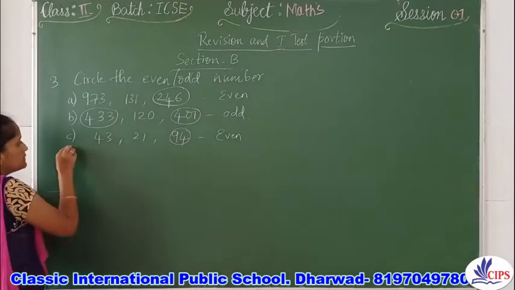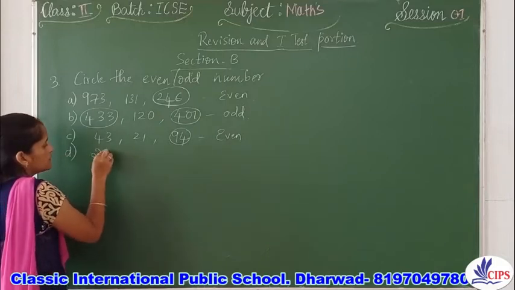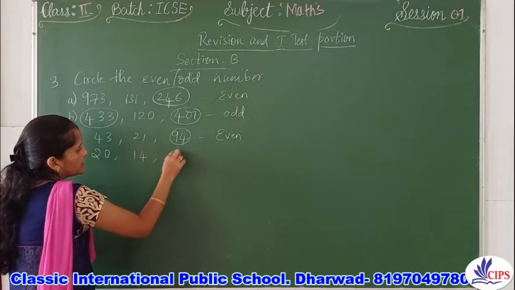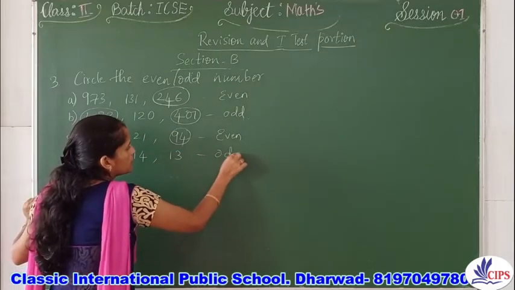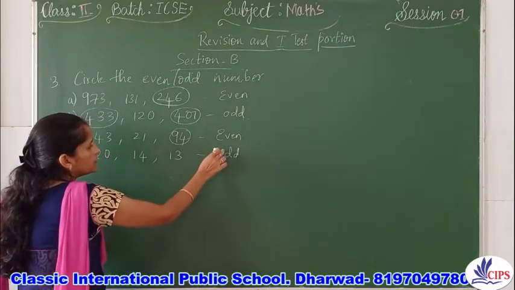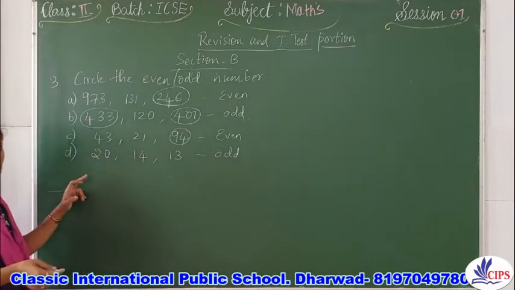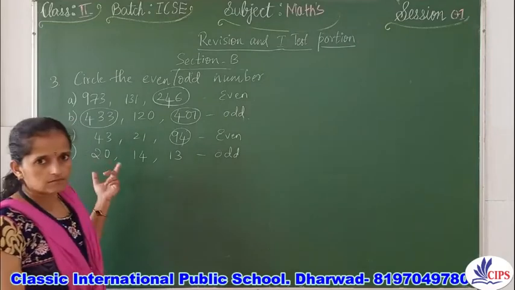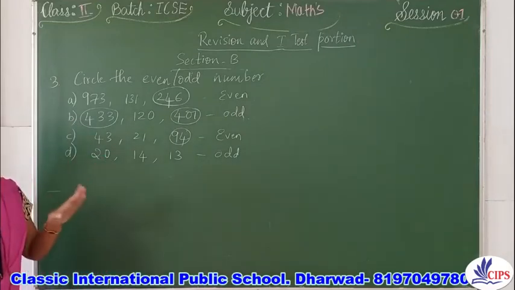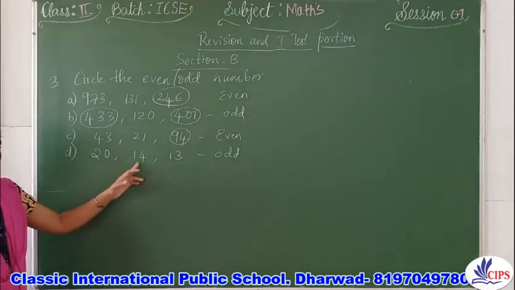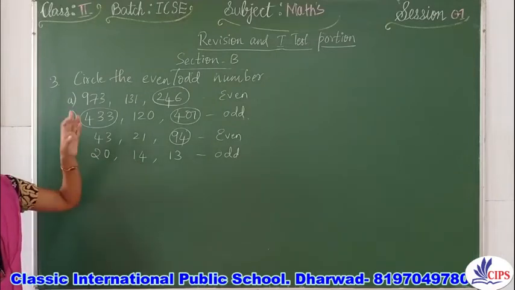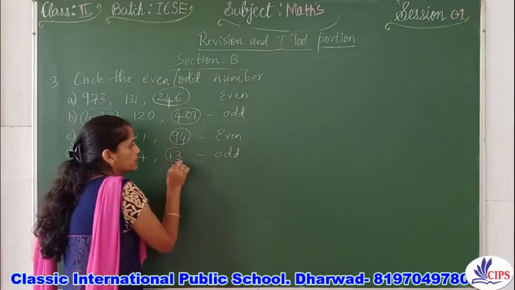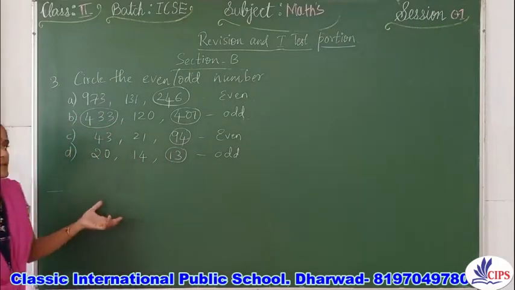Next, 94, 20, 14 and 13. We'll circle the odd number here. So here 20, if the number has 0, it is always an even number. 4, yes, 2 twos are 4, it is also an even number. 3 is not there in the 2 table, so that is the odd number.